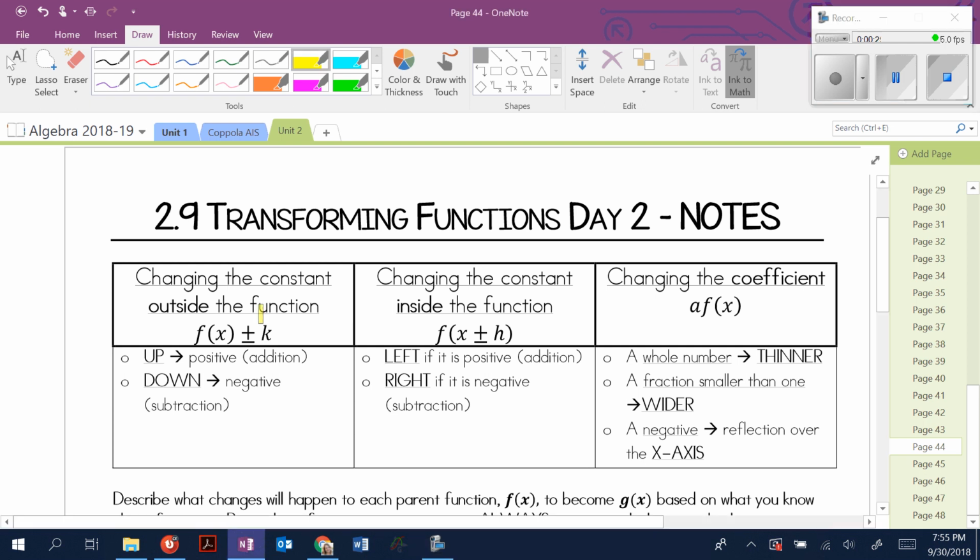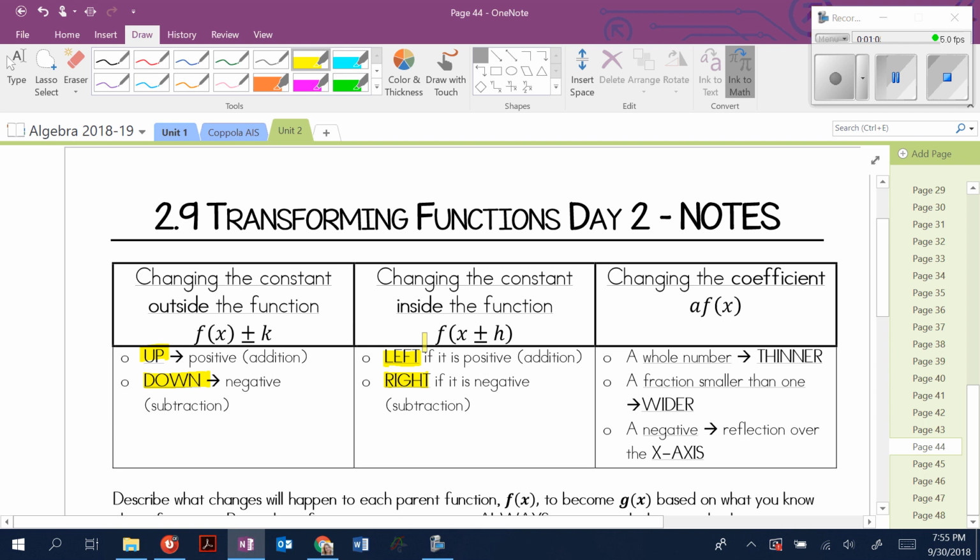If the number's on the outside of the function, just hanging out on the end, like plus something, minus something, we are going to move it up or down. If it's inside the parentheses or inside the function, like underneath the square root symbol or inside the absolute value bars, we're going to move left or right. Remember, this is always counterintuitive. Adding moves it left. Right is negative or subtraction.